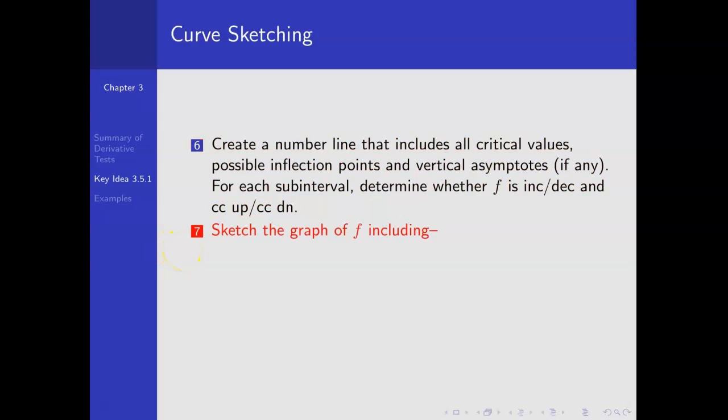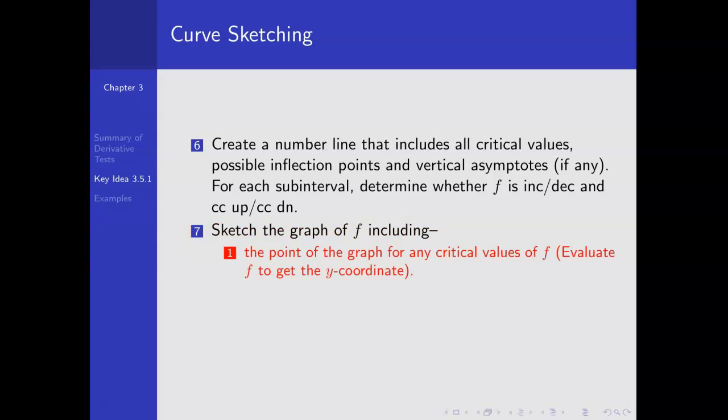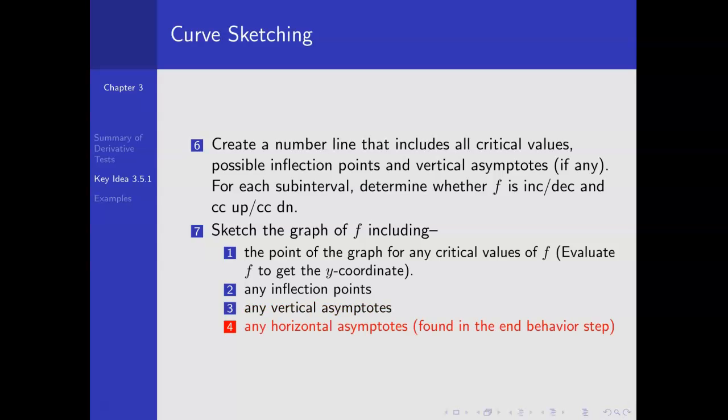Step 7 is to bring all of this information together and sketch the graph, including the point of the graph for any critical values. So that means if we have our x value, we are going to find the y value for that point, and we're going to plot that point. Any inflection points, we are going to plot those points. We're going to take the x value, plug into the function, and plot both the x and y coordinates. We're going to sketch any vertical asymptotes. We're going to sketch any horizontal asymptotes, which we've found in the end behavior step as well. So those are all of our steps. As you can tell, that's going to be a lot for us to bring together.